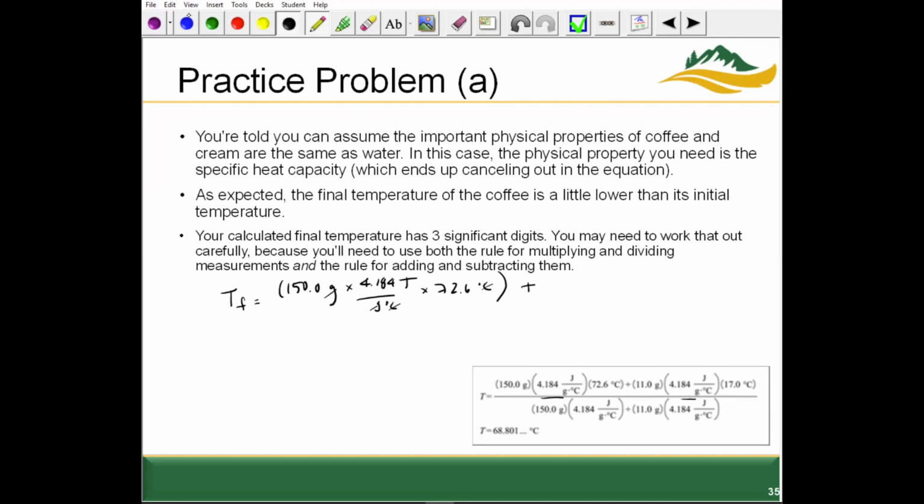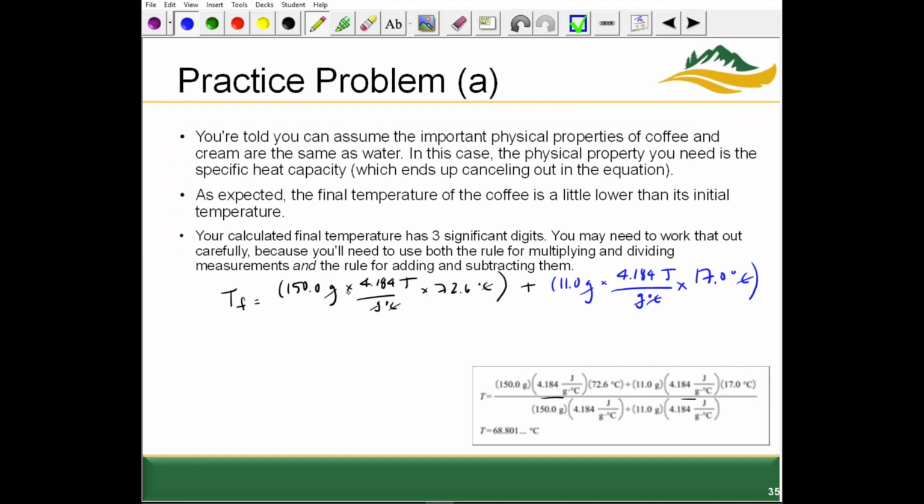Now let's do the same thing for the cream. We know we started at 11.0 grams. We're using the specific heat capacity that's the same as that of water, so joules per gram degrees C. The initial temperature of the cream is 17.0 degrees Celsius. At this point, grams, degrees C, and degrees C cancel out.